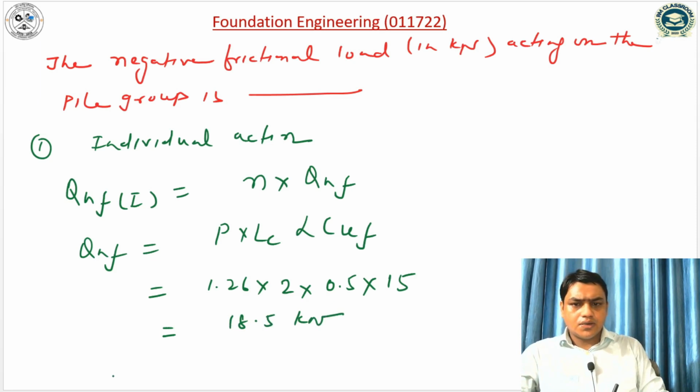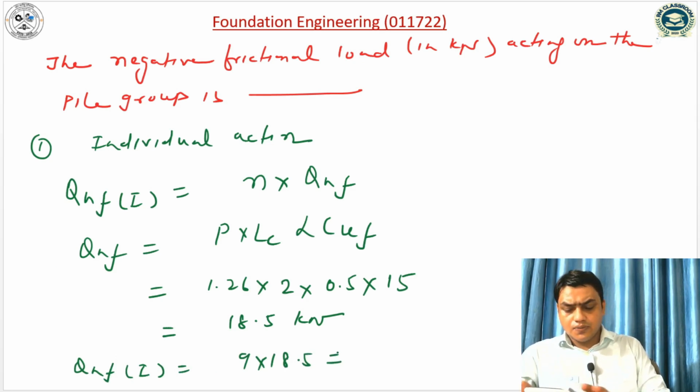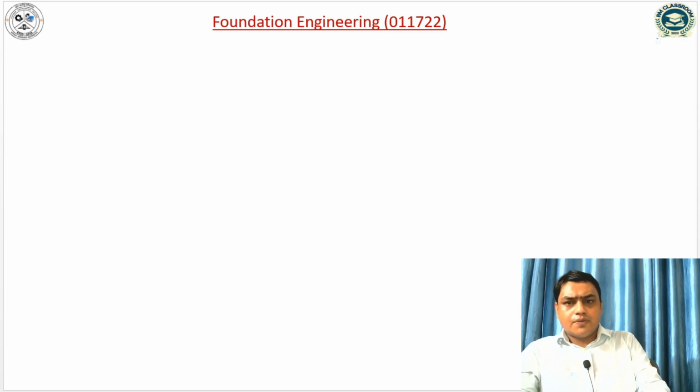So Q negative skin friction for the individual action is, number of piles is 9, so 9 into 18.5. So it is coming 166.5 kilonewton. Now we have to compute as a block action.